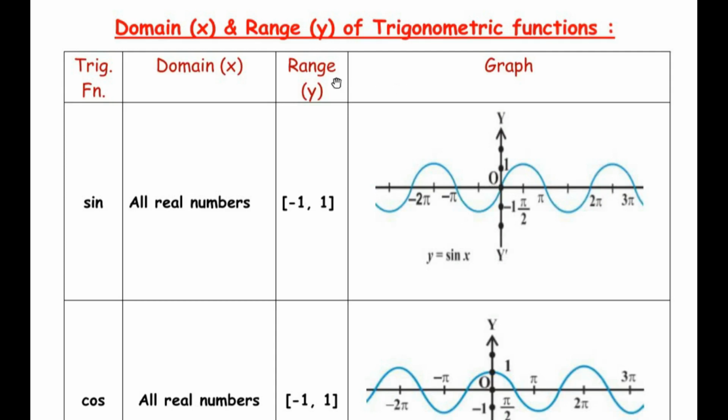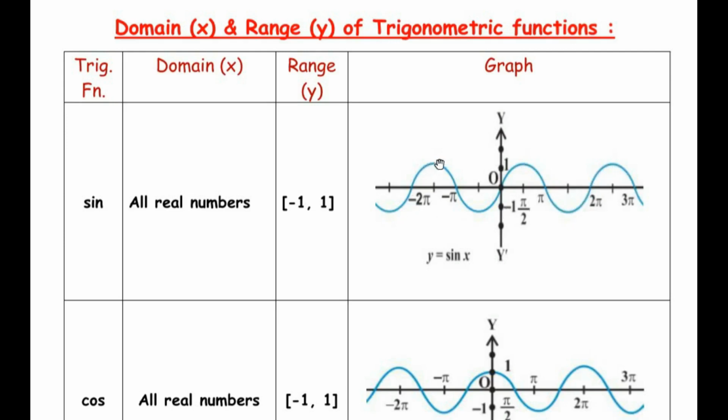Now let us come to the range. The range represents all the y values of the sine function. If we look carefully, the maximum value the sine function can reach is positive 1, and the minimum value it can drop down to is negative 1. Then it will again move on to plus 1 and then negative 1.